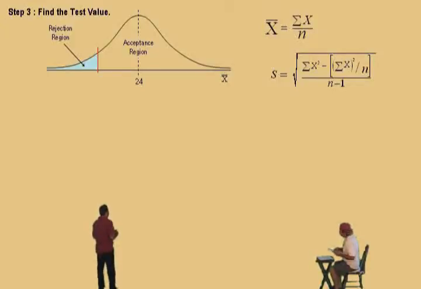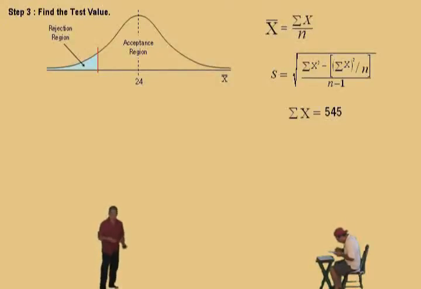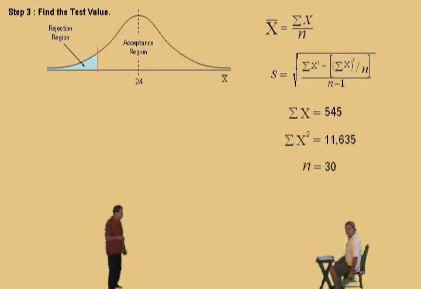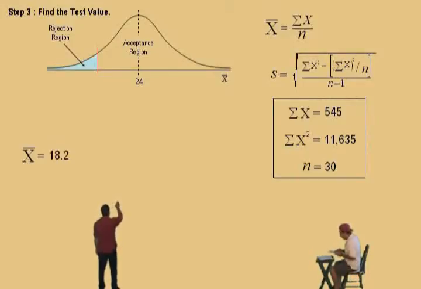And here we go. First thing we're going to do, sum up all your data values. You should have gotten what, Charlie? 545, right? Then we're going to sum up the square of our data values. That means you got to square each data value and then add them up. You don't just square 545. That'll get you a wrong answer. Square each data value, sum them all up, and what do you get, Charlie? 11,635. And don't forget, n is equal to 30. We surveyed 30 people. So now we calculate our sample mean, which is summation of x divided by n, which should give you 18.2. And your sample standard deviation should be 7.7.